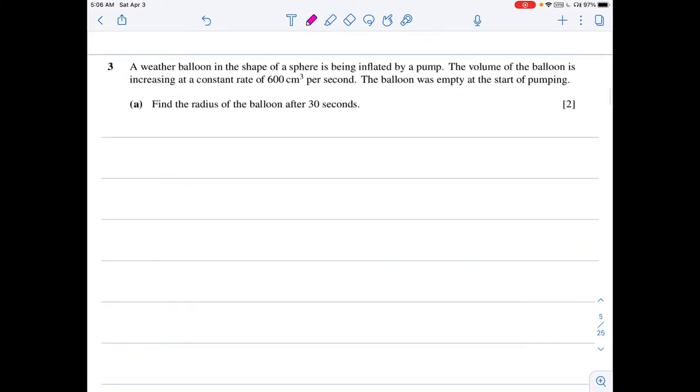Coming to question number 3. A balloon in the shape of a sphere is being inflated by a pump. The volume of the balloon is increasing at a rate of 600 centimeters cube per second. So how much is the rate of volume? The rate of volume increasing is 600 centimeter cube per second.